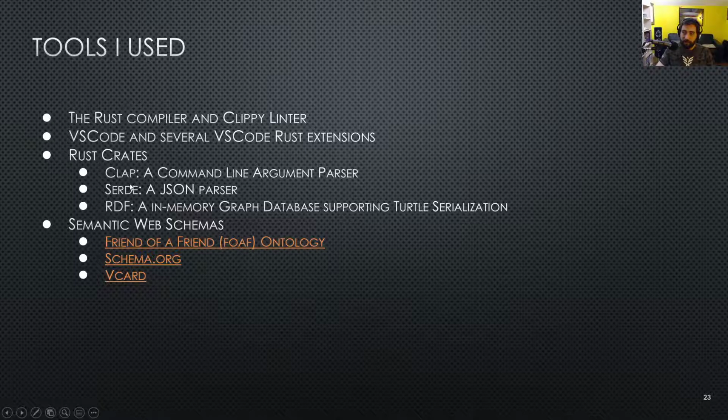And then a pretty interesting semantic web Rust crate called RDF, which in fact provides an in-memory graph database and then the ability to serialize data out to formats, including Turtle, which was super useful for Hatchling in this project.